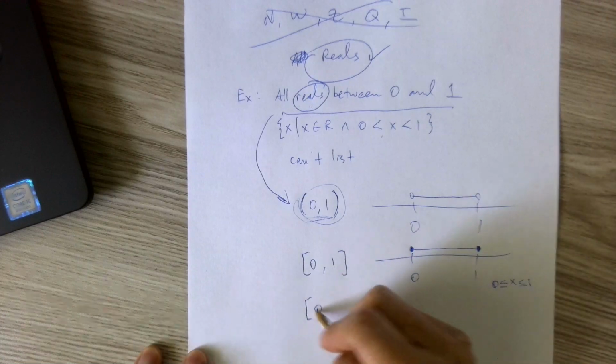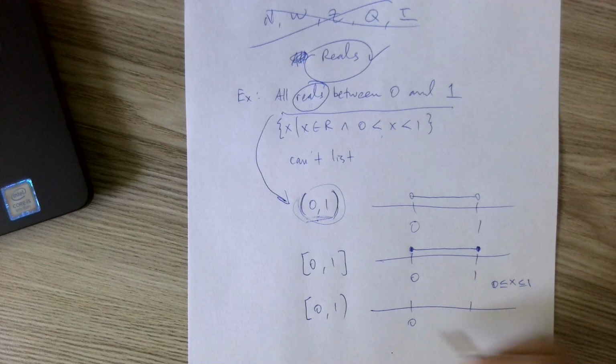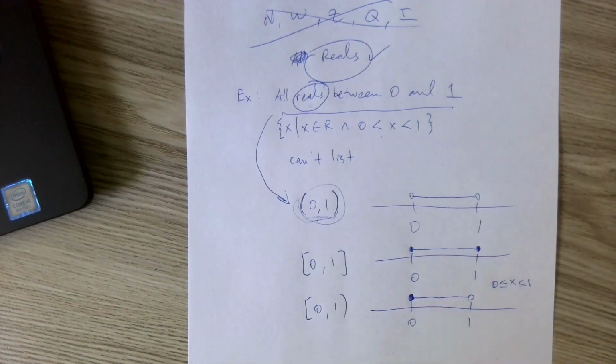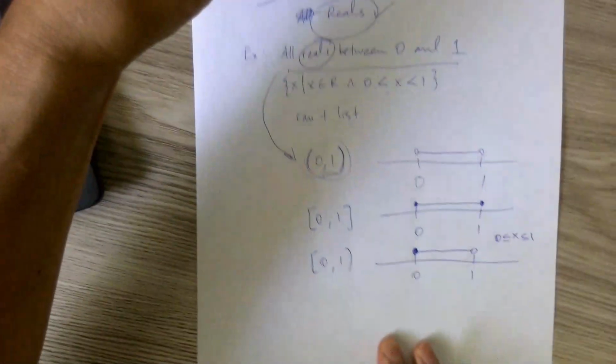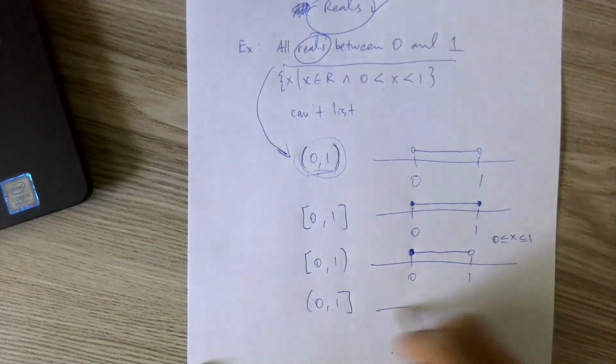Can you mix it up? Can you have something like this? Yeah. This means I want to include the 0, but I don't want to include the 1. And that's the graph for that. And then you could not include the 0 and include the 1.